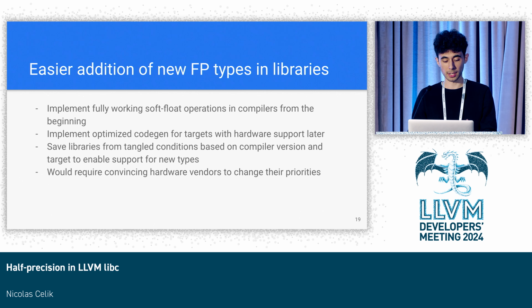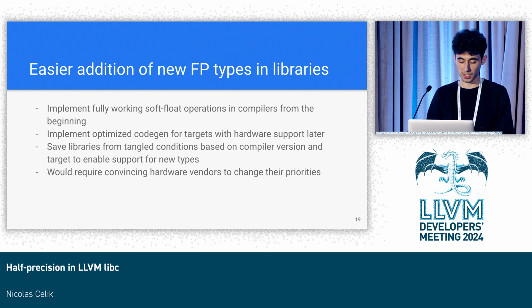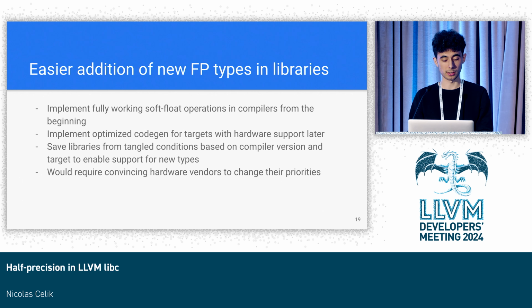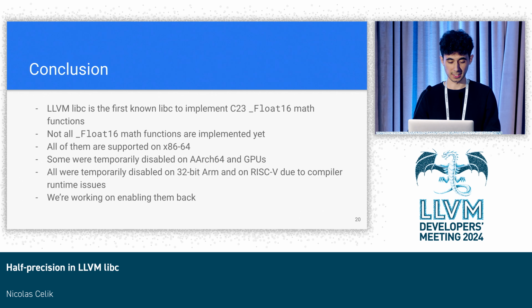And so you could save libraries from tangled conditions based on the compiler version and the target it's targeting to decide whether to enable support for these new types or not. But that would probably require convincing hardware vendors to change their priorities, so I'm not sure if that's going to happen, sadly.